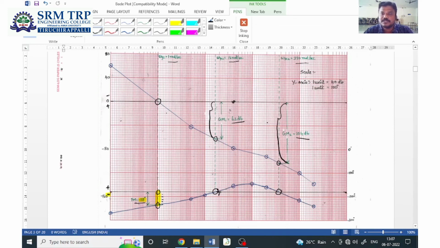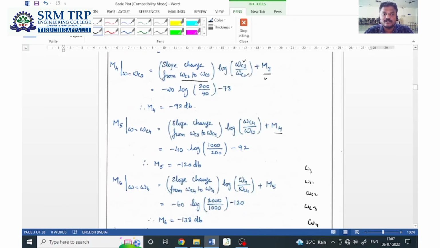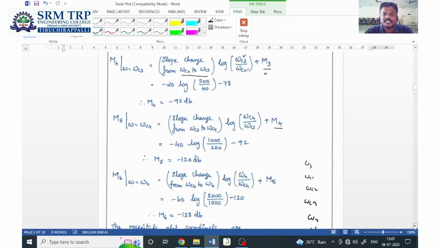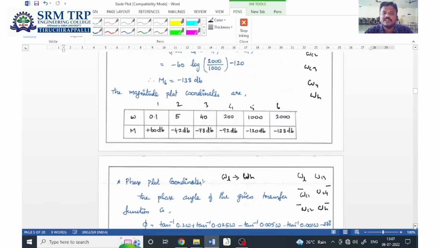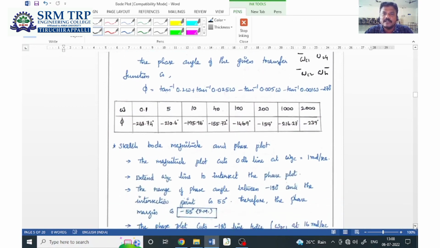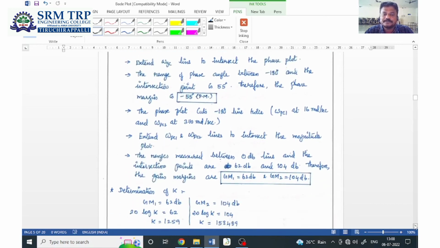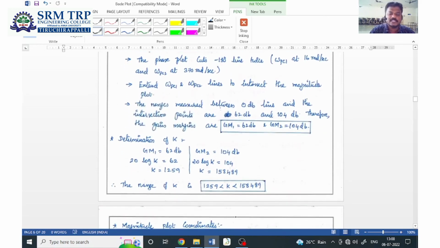Now let us see the last objective, how the K value is determined for this problem. The last step is very simple. Here they have not given any specifications to determine the value of K, but we have two ranges. The first gain margin is 62 dB and the second gain margin is 104 dB. The gain margin formula is 20 log K, so 20 log gain will give you gain margin in decibels. I have 20 log K for this value and 20 log K for this value.